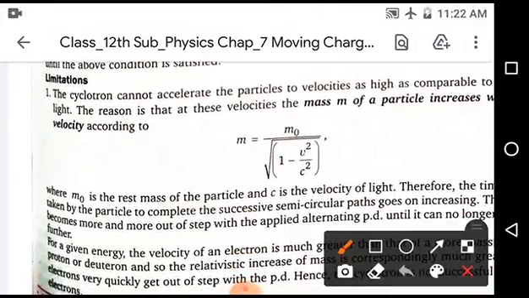Limitations. What are the limitations of the cyclotron? First, the cyclotron cannot accelerate particles to velocities as high as that of light.